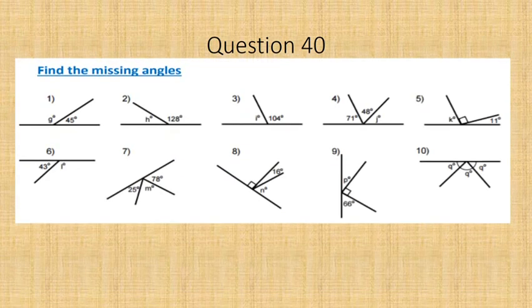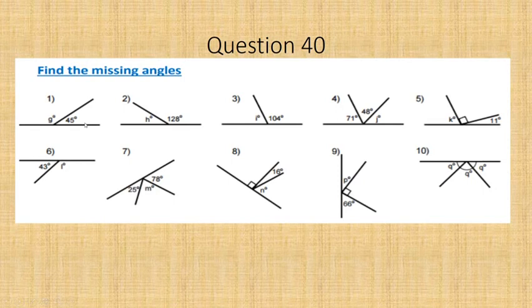I have here missing angles and I need to find them. So the question here: find the missing angles. I see here from question 1 to question 10, they are all straight angles. And remind me, what is the measure for the straight angle? Yes, it's 180. So all of them are 180.